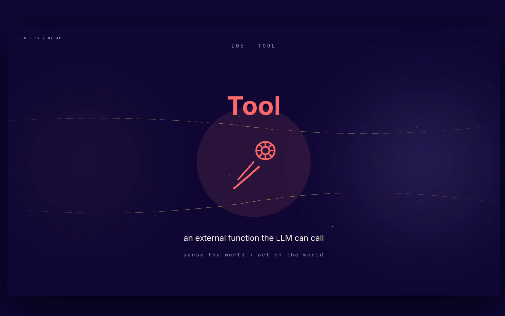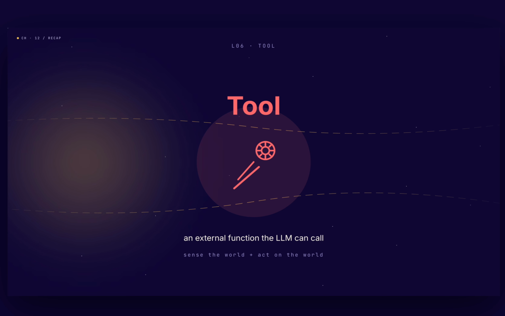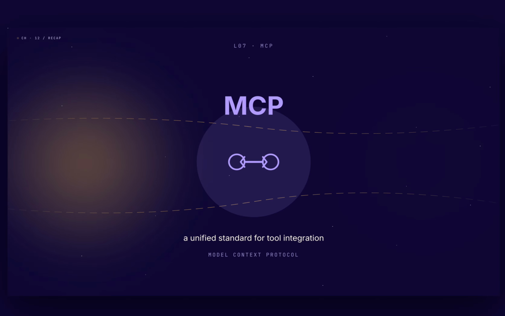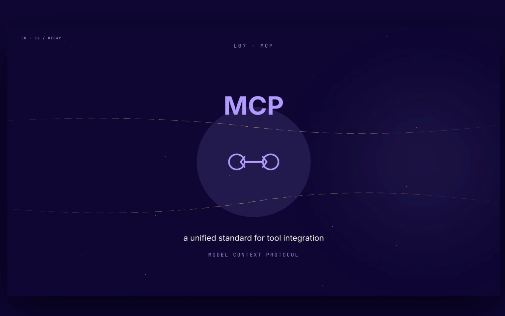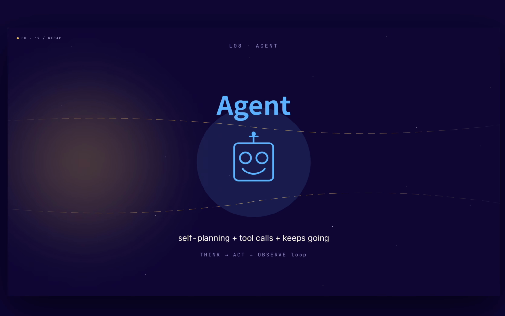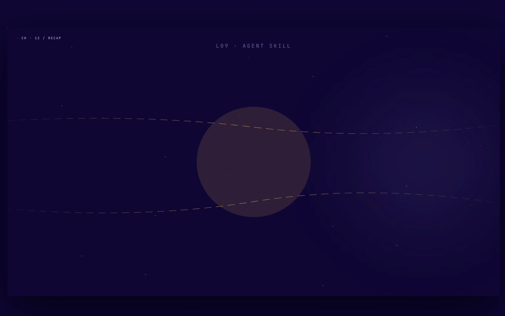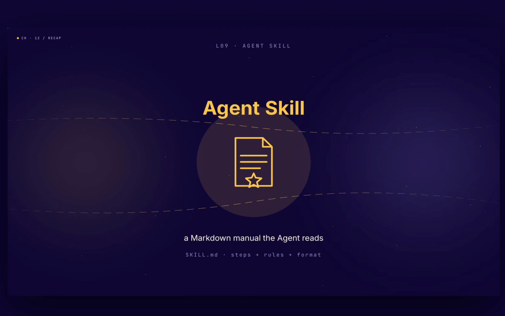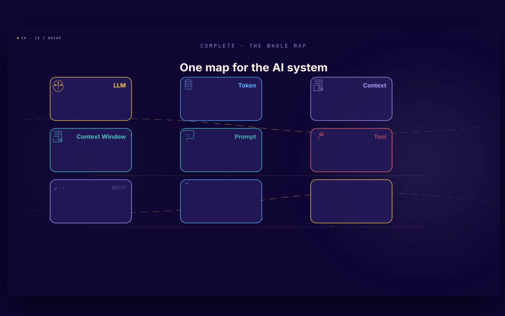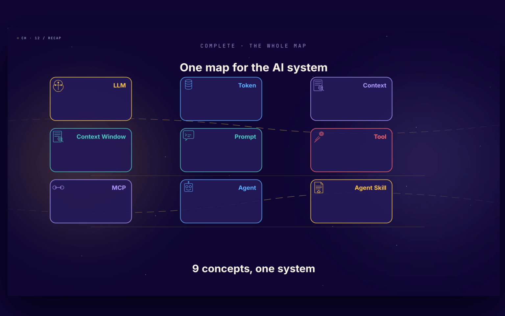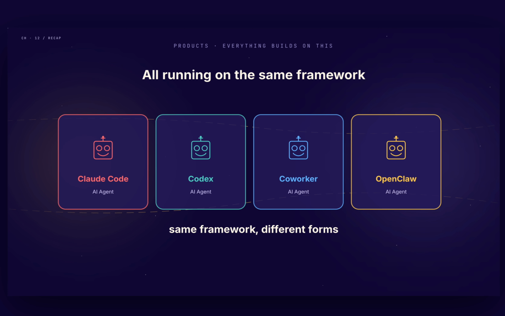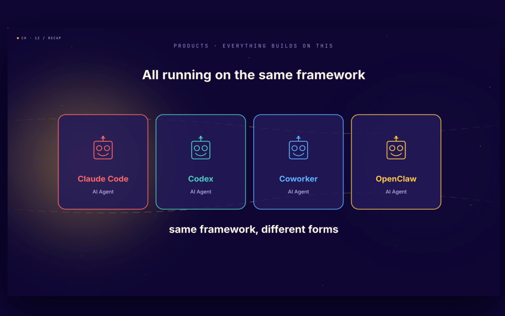Tool is the function the model uses to sense and act on the outside world. MCP is the universal standard that unifies tool integration. With MCP, developers only have to follow one spec to build tools. Agent is the program that can plan on its own, call tools on its own, and keep running until it solves the user's problem. Agent skill is the specification document the agent reads. It mainly locks in the steps and rules for getting things done. Once you understand these concepts, you can make sense of any new AI product or technology out there. Whether it's Claude Code, Codex, Coworker, or OpenClaw, they all fundamentally run on this same framework.